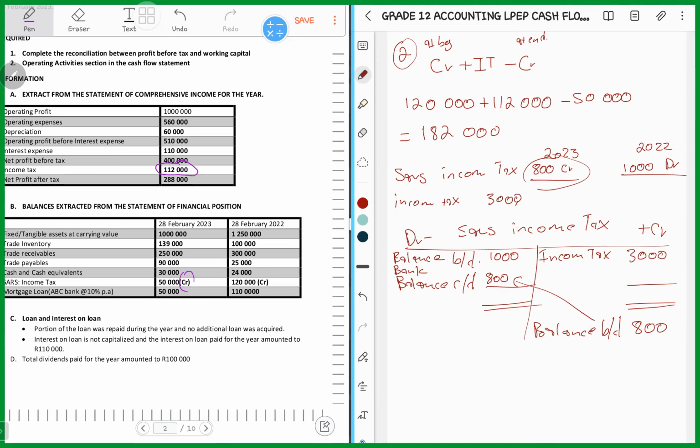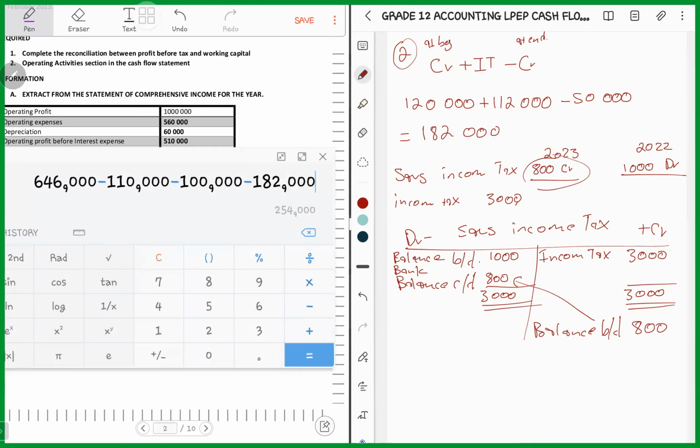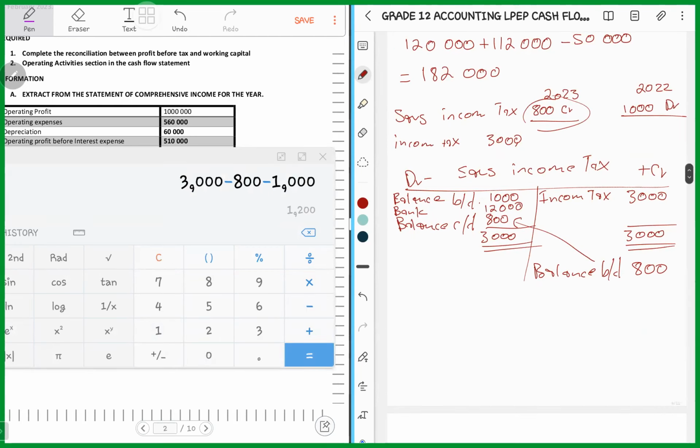Then obviously the bigger side is the credit side. Then you would say 3,000. Then you bring it to the debit side, it becomes 3,000 as well. So to calculate the income tax paid for the year, you would take the 3,000, then you subtract the 800, you subtract the 1,000. That'll give you 1,200. So if it's like this, then the formula will be simple.